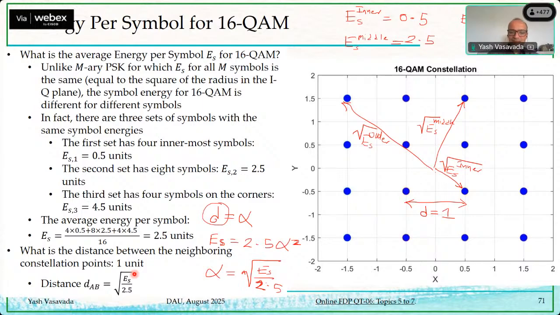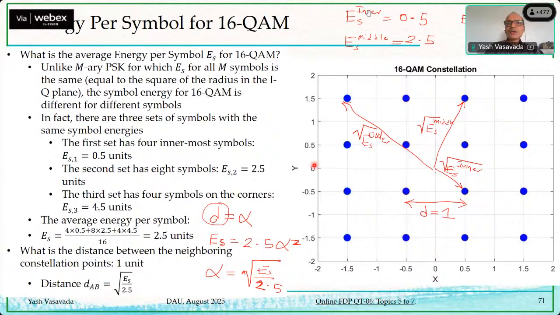The reason I'm saying this is because we can then use this distance expression to evaluate the error probability performance for 16-QAM. This I have done in detail in the rest of the slides, but let me not get into that for the sake of time. I have maybe another half an hour left, and I want to cover another topic, which is non-coherent modulation.